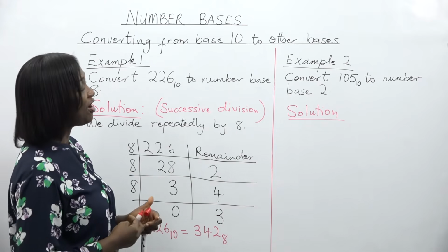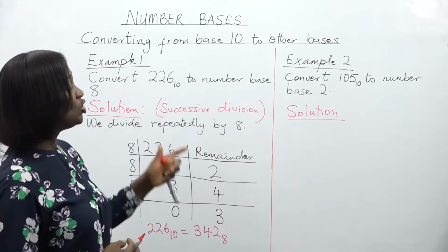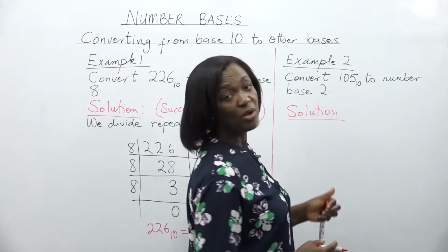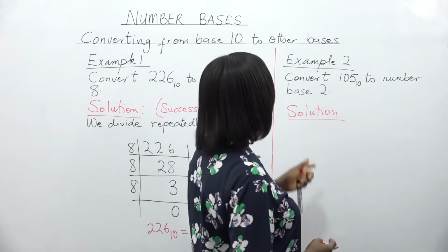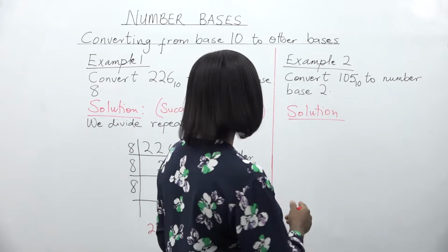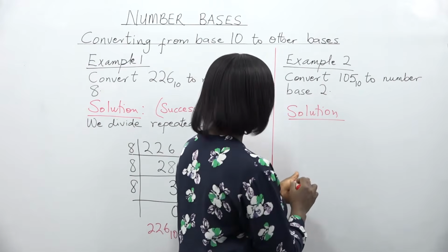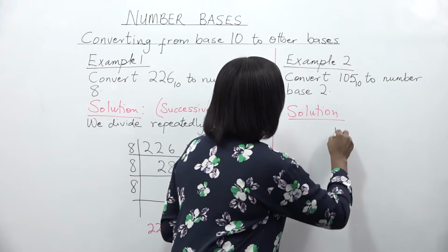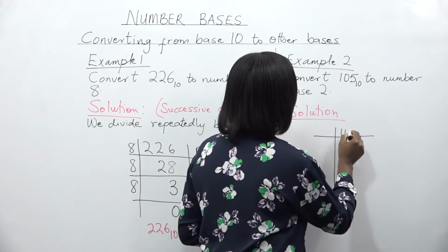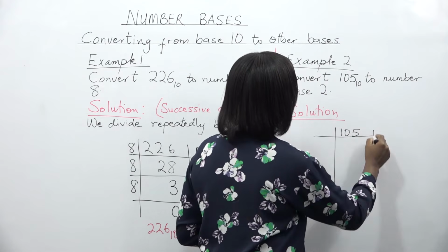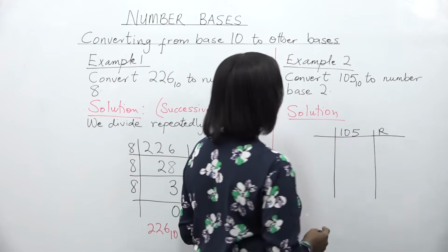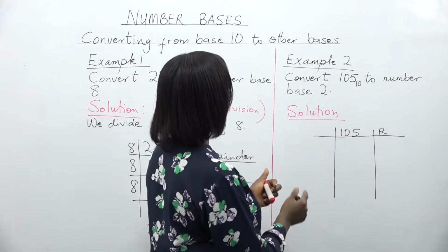Convert 105 base 10 to number base 2. Again, we're using repeated division, but this time we're going to divide by 2 because we are converting to base 2. We'll set out the work. 105. We're going to record our remainders. And I'll just leave it as R.